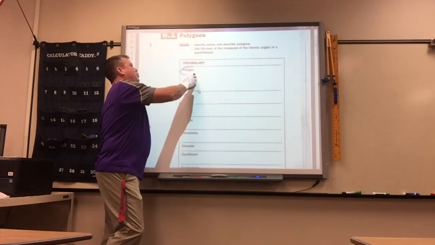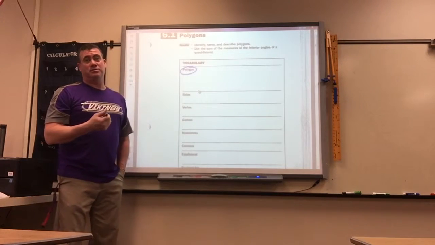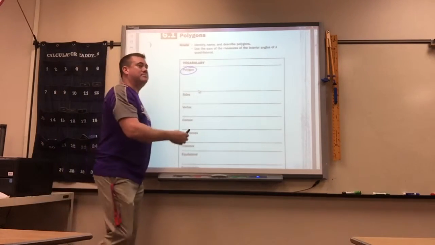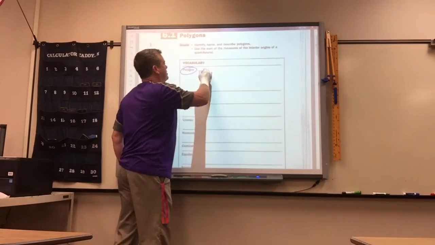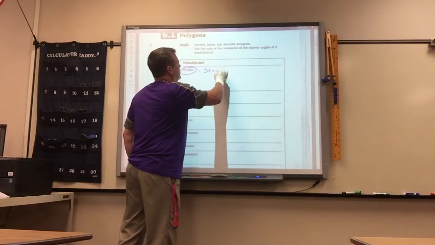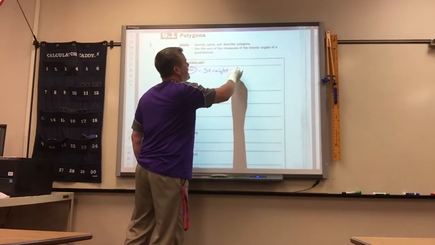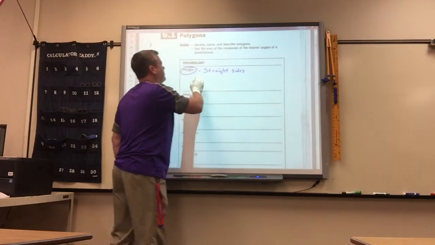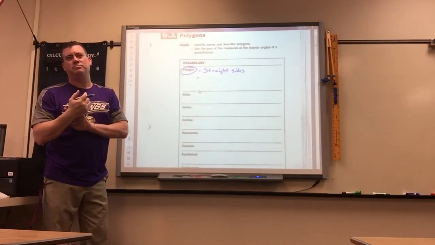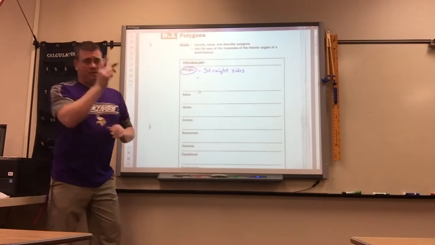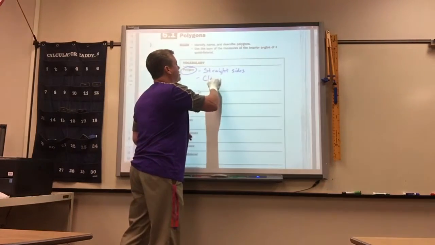Anyone remember what a polygon is? It's a shape. Straight sides, can't have any curves. He's not wrong. So if there's any curves in it, it's not a polygon. Doesn't it have to be connected? Right, it's gotta be closed.